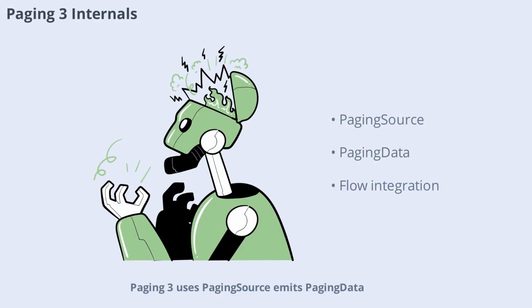Paging 3 uses PagingSource, emits PagingData, and works with Flow to manage load states. This library helps you efficiently load and display large data sets, reducing memory usage and improving performance. Understanding Paging 3 internals is key for building scalable list-based UIs in Android.